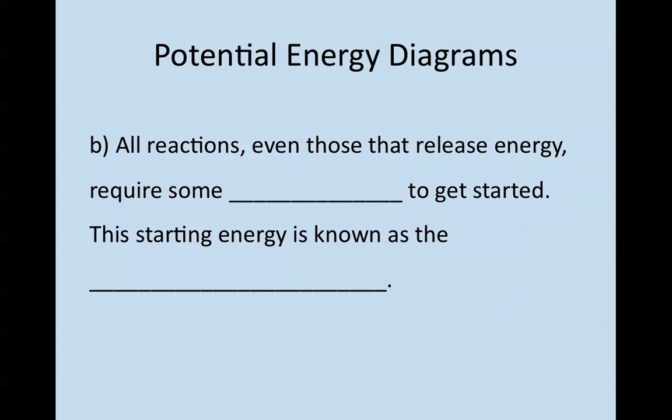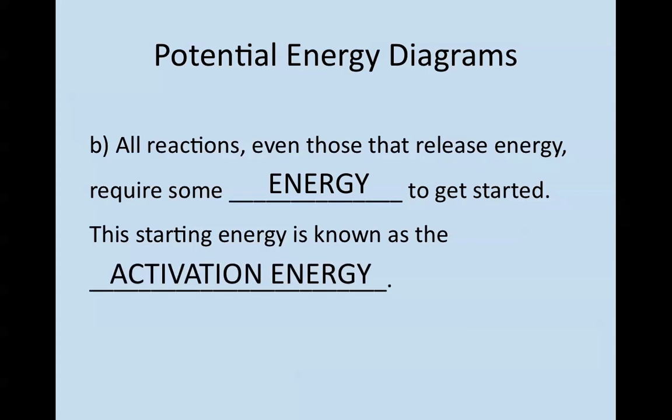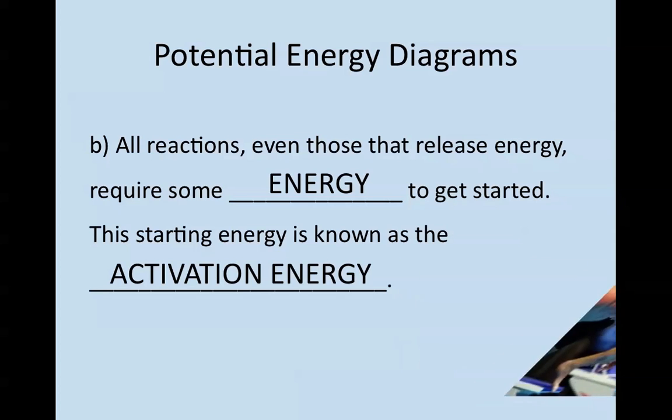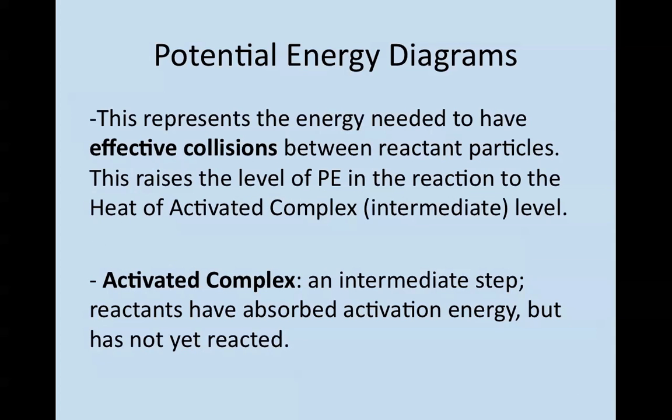All right, all reactions, even those that release energy, exothermic reactions, require some energy to get started. This is known as activation energy. Okay, so I put a big star, circle activation energy. That's a really important vocabulary term. So again, this is how much energy it takes to start. Now, potential energy diagrams represent the energy needed to have effective collisions between reactant particles.